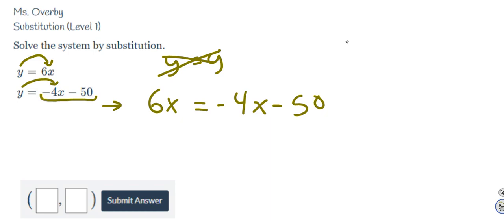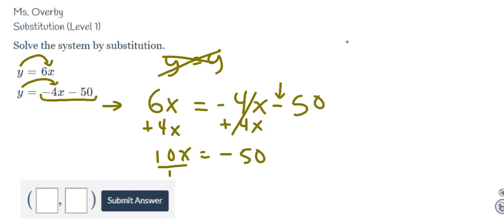Let's bring the negative 4x over. Let's add 4x to both sides, and we'll get 10x. That's gone. Bring down the negative 50. Don't forget that negative. Divide both sides by 10, and we get x equals negative 5.